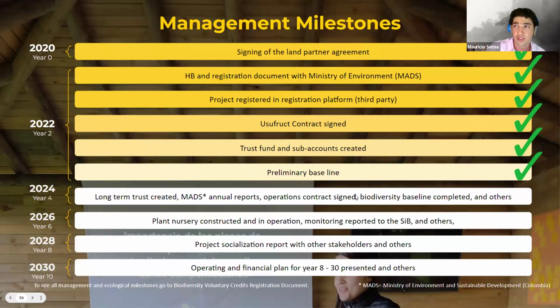So for year 2020, we signed the land partner agreement. And for year 2022, we registered the Habitat Bank with the Ministry of Environment of Colombia. The project was also registered in the registration platform, in this case with Regen Network. The usufruct contract or the easement contract was signed, and the trust with the two sub-accounts was created. And we also did the preliminary baseline. This is the first tranche of milestones that have to be met in order to release the credits. So in 2022, we released the first credits, and it was KPMG who verified all this process.